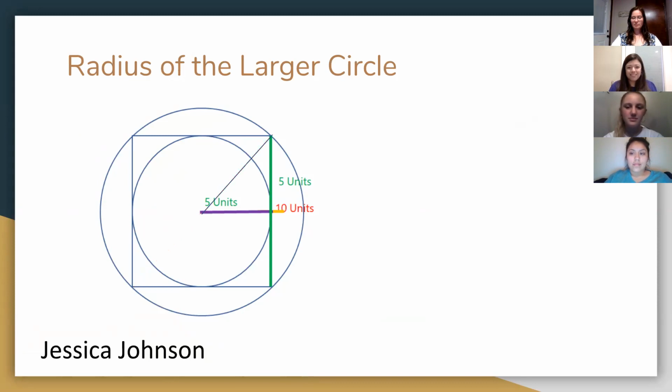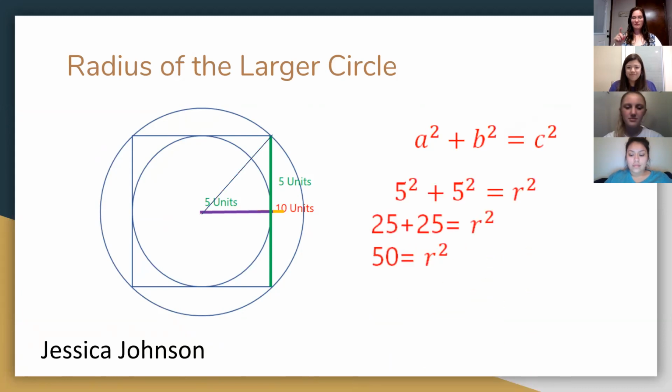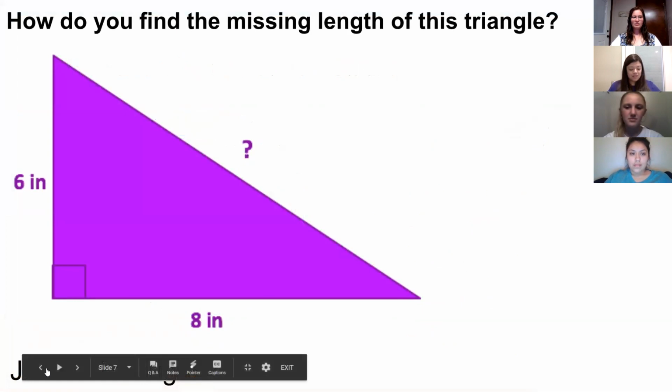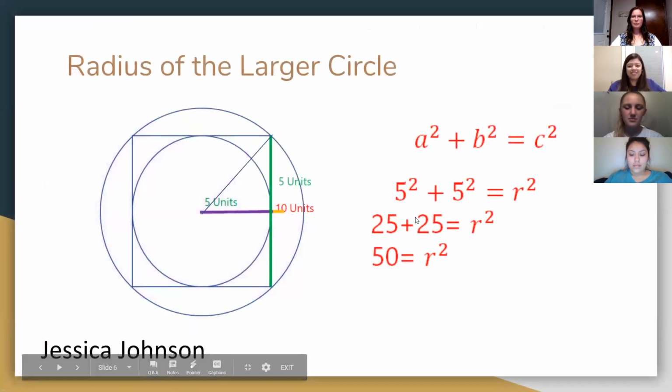The Pythagorean theorem looks like this: a squared plus b squared equals c squared. C squared will always be the hypotenuse of a right triangle. Take 5 units, which is one leg of the triangle, square it, plus 5 units of the other leg of the triangle, and square it, and we'll get the radius squared of 50. 25 plus 25 equals 50.